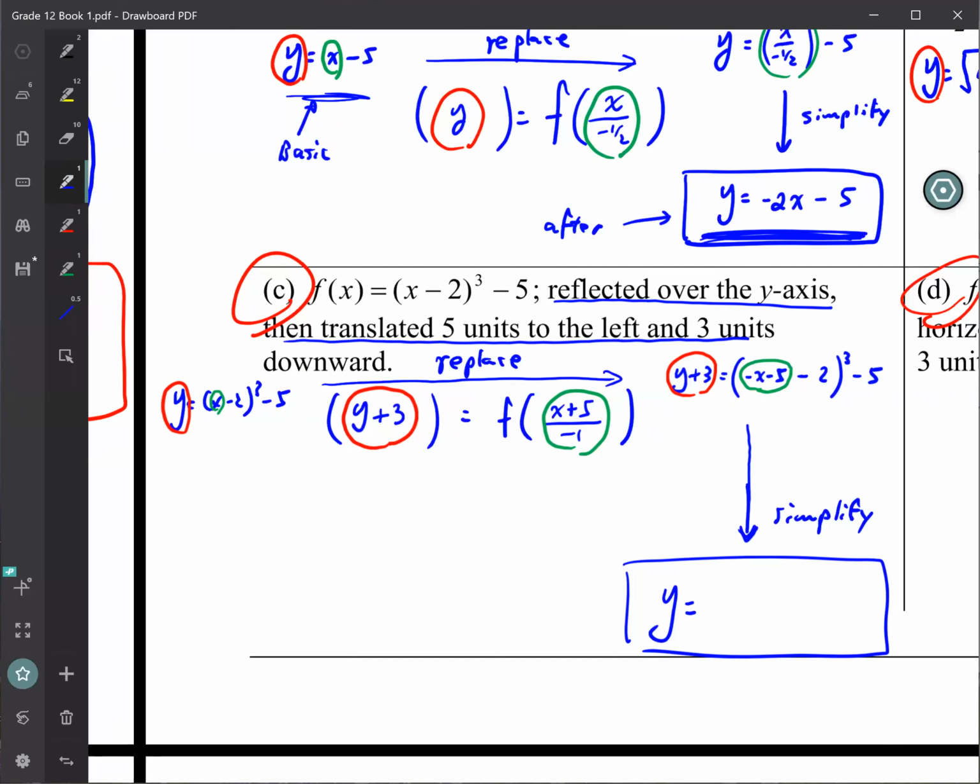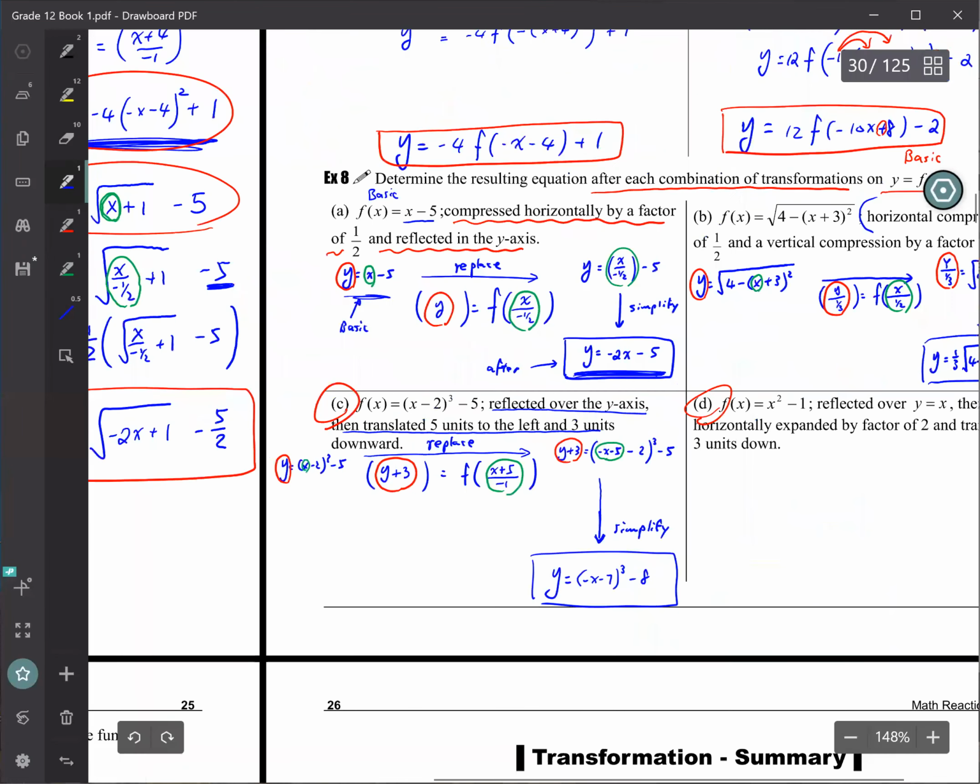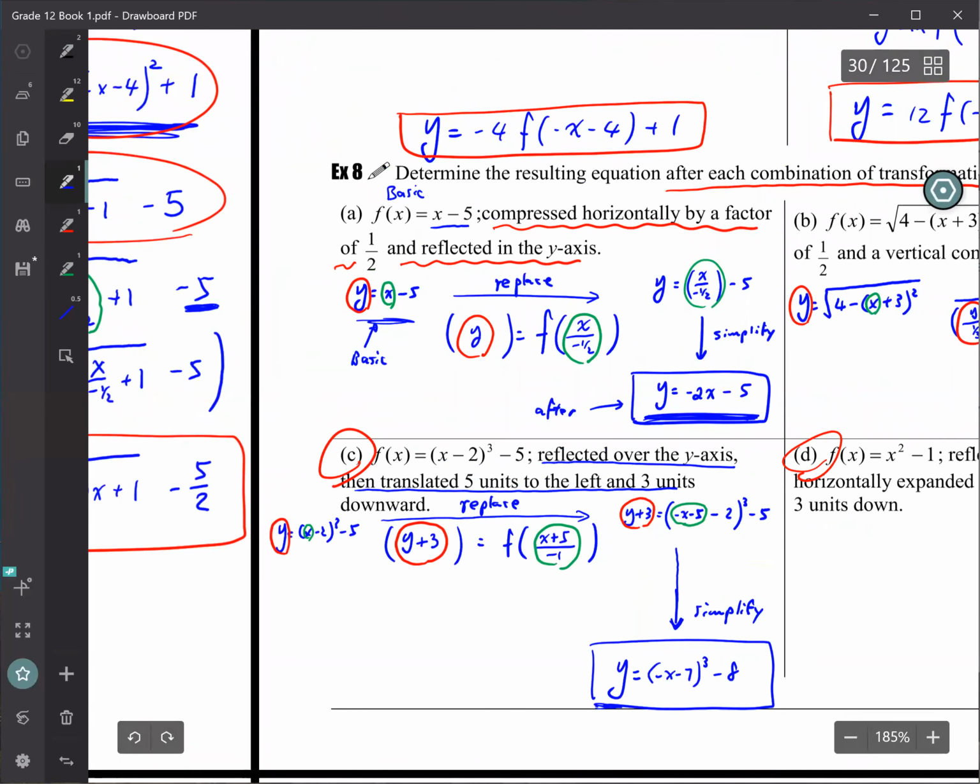Tiana, what's your final answer? Is it y equals negative x minus 7 cubed minus 8? Yeah, very good. You just collect all the like terms in the brackets, move the 3 over, and then combine as well. So this final graph, the one in the box, will be after transformation of the original.